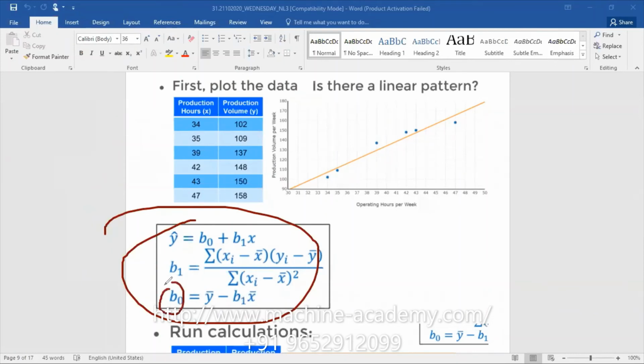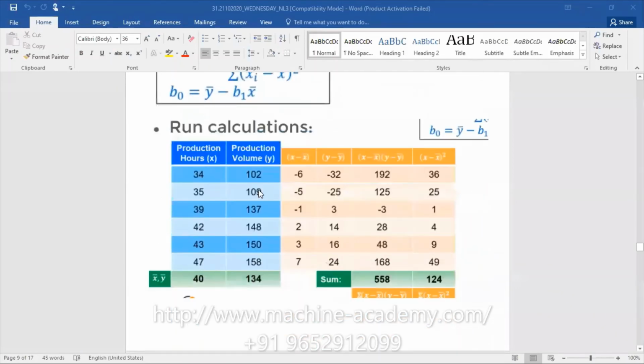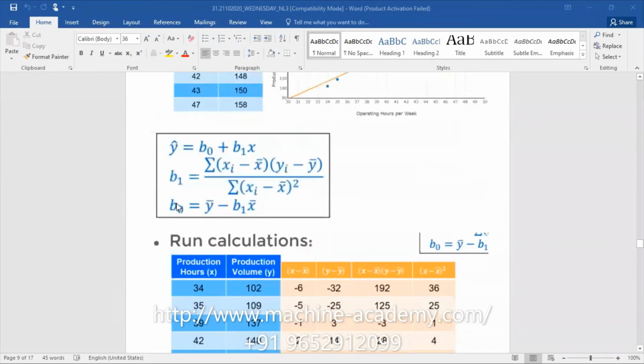Now, what is the B0 formula? Y cap minus B1 X cap. First, let's elaborate these two formulas. What is B1? Using the formula, we calculated 4.5. And again I am elaborating B0; B0 you also need to elaborate. What is B0? Y cap minus B1 X1.